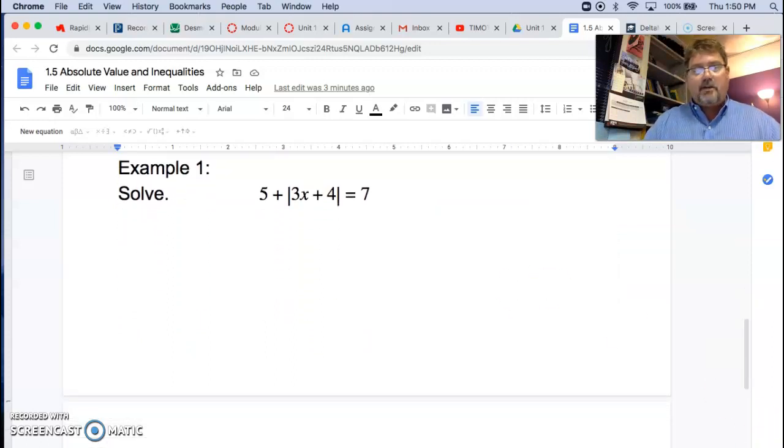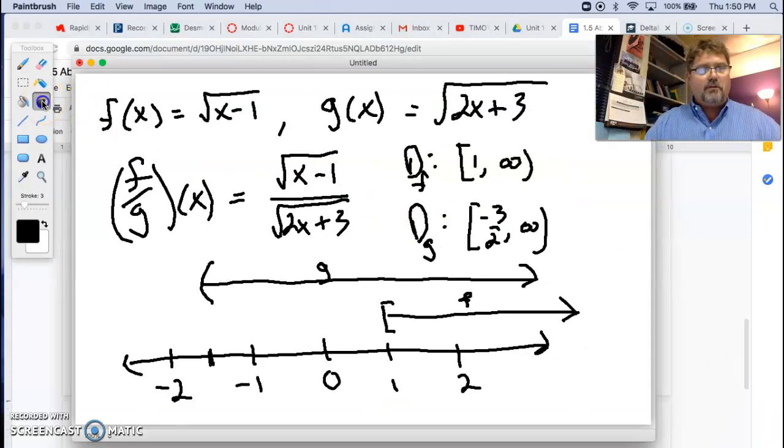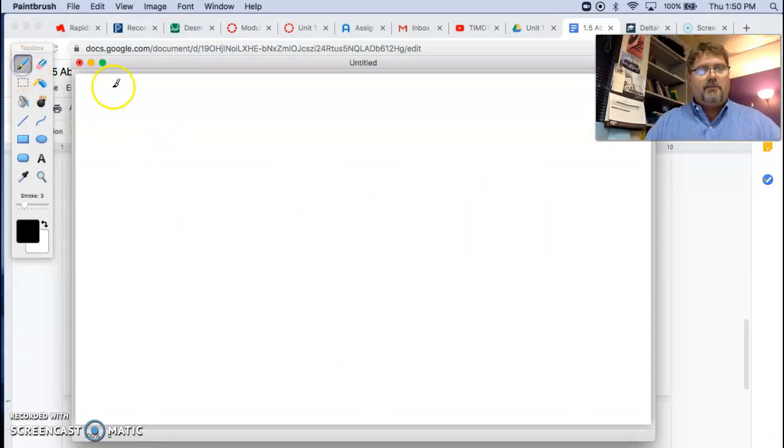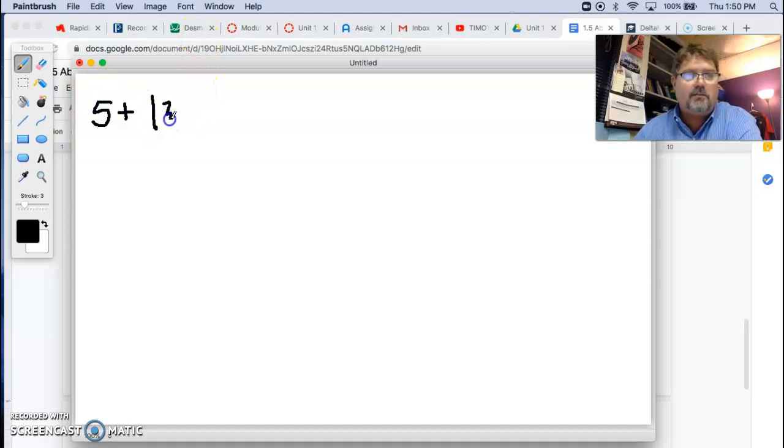I'm going to use that formula to show you how to solve this one right now. And I'm going to go kind of quick because I want to make sure we get to both equations and both techniques. All right. So the first one is 5 plus the absolute value of 3x plus 4, and that's equal to 7.